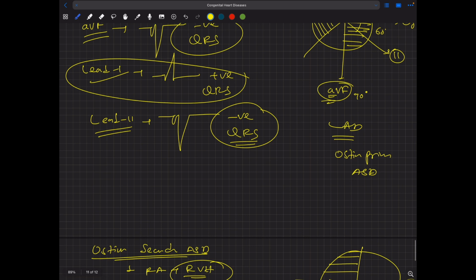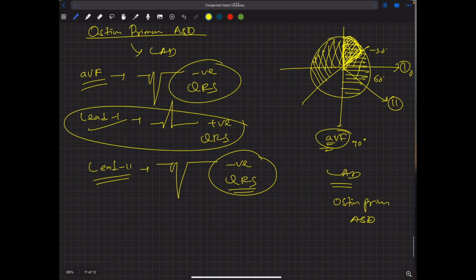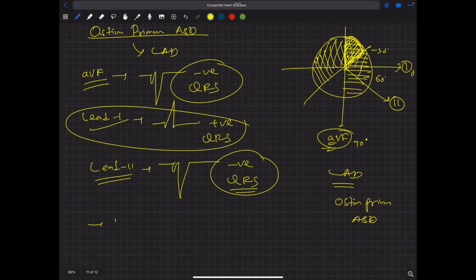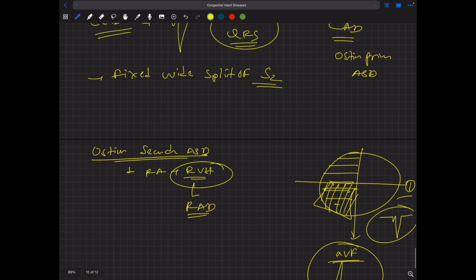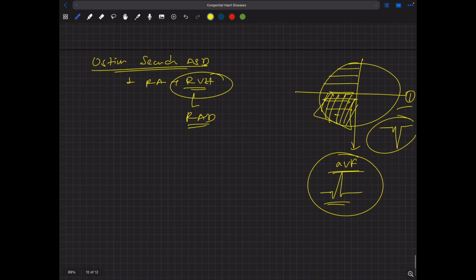And the auscultatory finding in case of ASD is a fixed wide split of the second heart sound, because the stroke volume of the right ventricle is more than the left ventricle, so it will take more time to close. So the aortic valve will close earlier and P2 will close later. So these are the auscultatory findings and ECG findings in case of ASD.